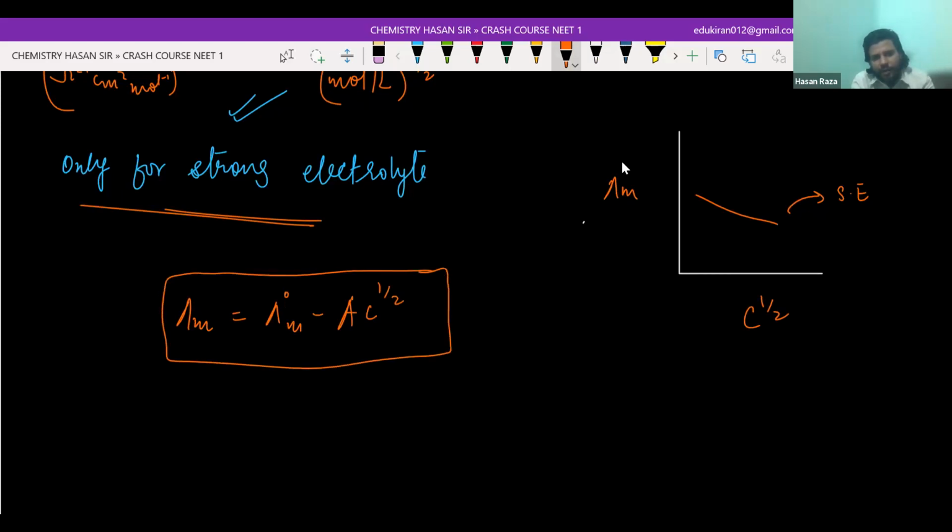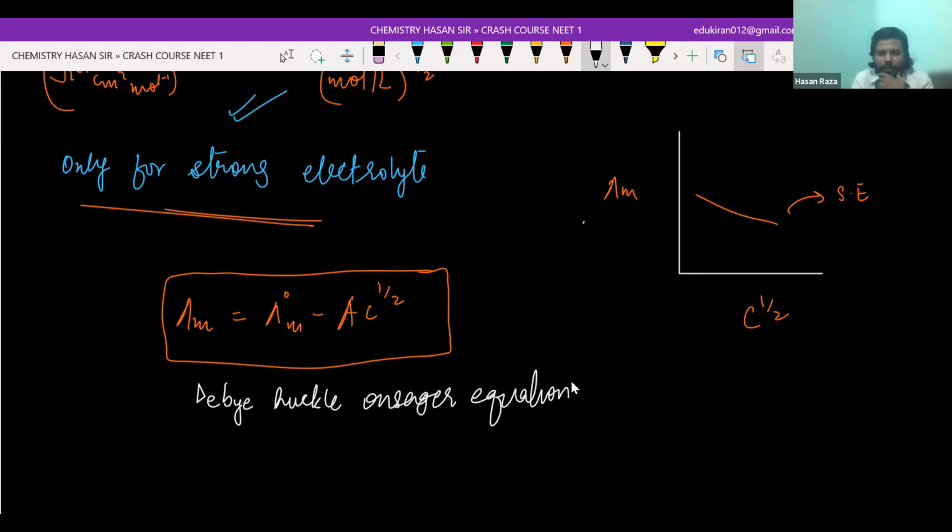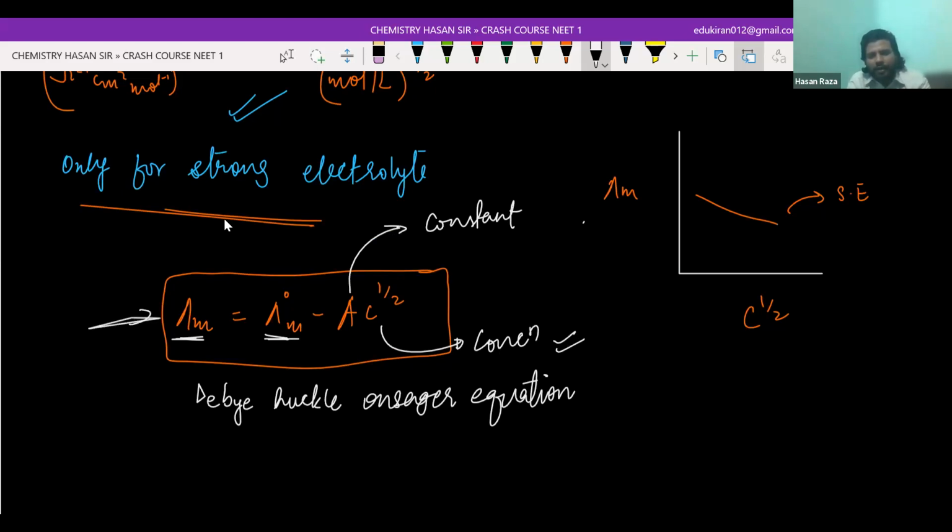This equation is known as the Debye-Huckel-Onsager equation. Here, lambda m is the molar conductivity at any dilution, and lambda naught m is the molar conductivity at infinite dilution. A is a constant and C is your concentration, raised to the power half. This equation is valid only for a strong electrolyte. So please do write it.